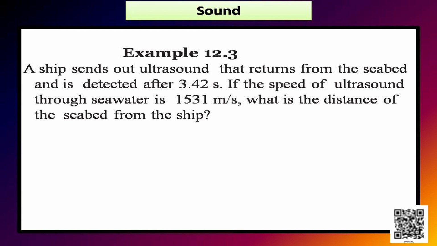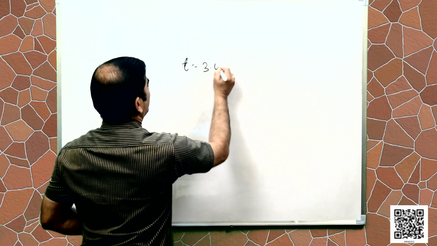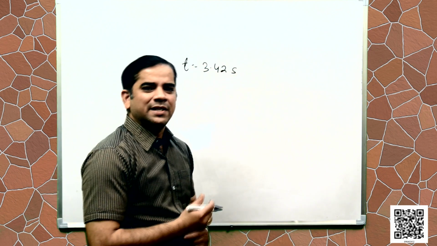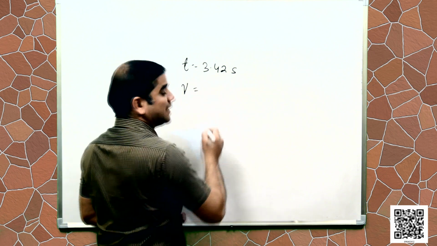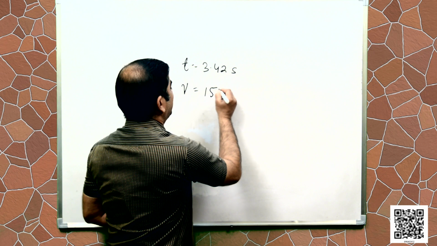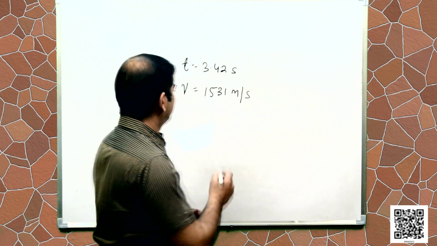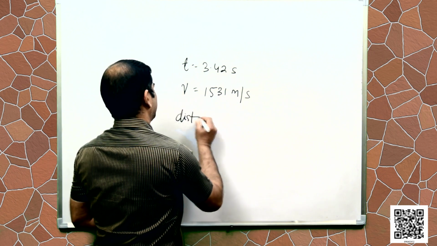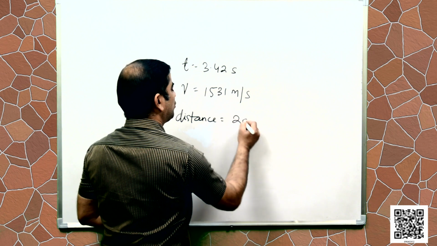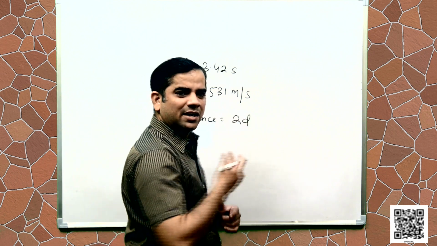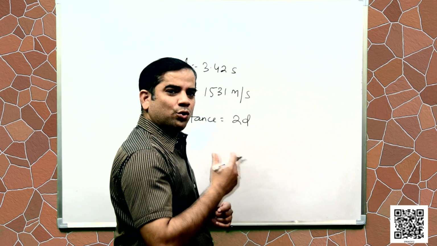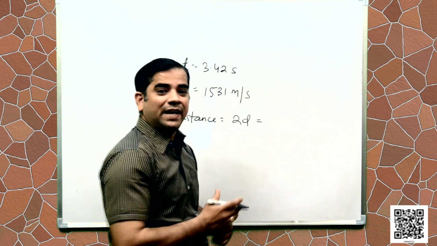Okay? Students, the time of travel, that means the time interval between transmission and detection, is given as 3.42 second. Okay? Speed is given as 1531 meter per second. Distance travelled by the ultrasound, distance, that is equal to 2d, isn't it? It goes and comes back. Okay? So 2d is equal to v into t.